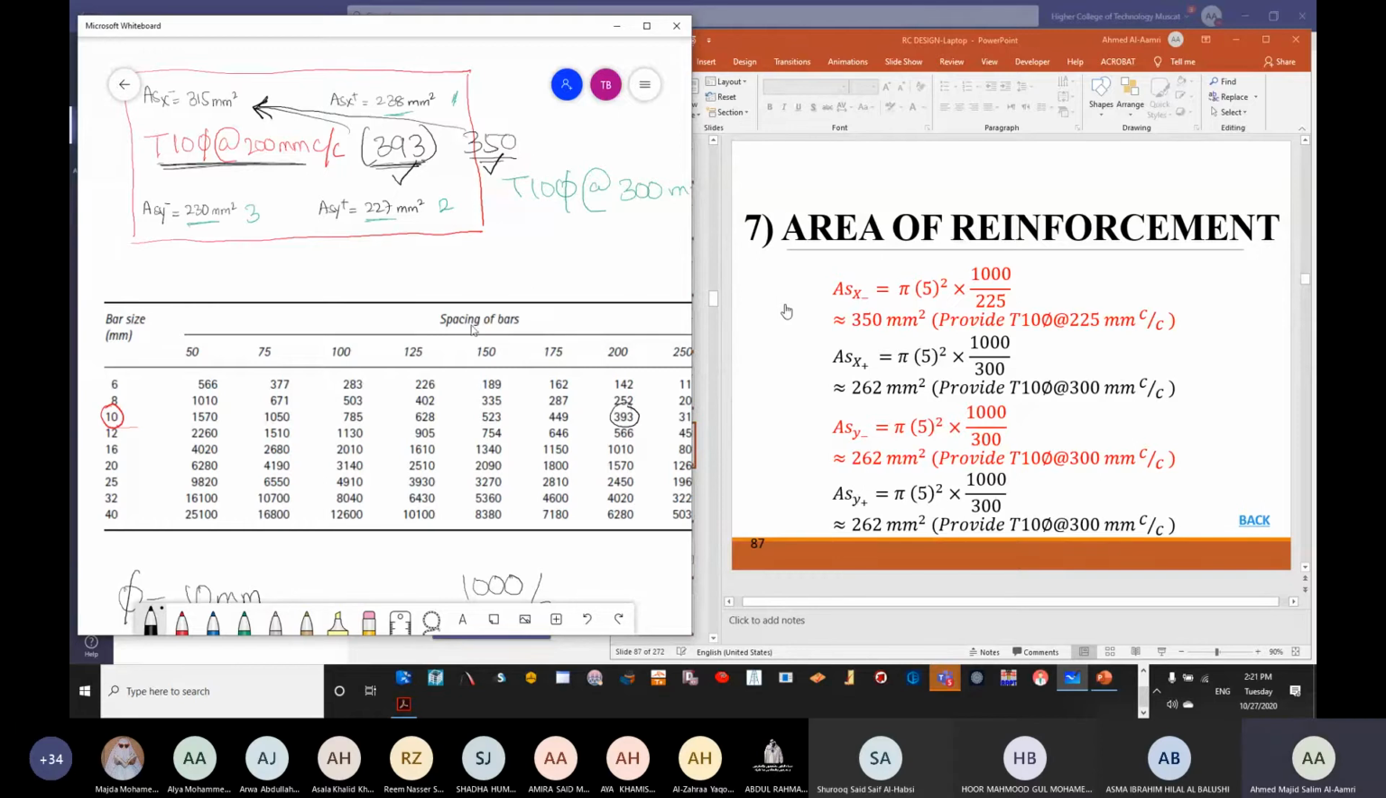Okay, very good. So if the table is not there, you can assume the spacing and find out your reinforcement. This is what I have done here. You should know, because actually, as I told you, the table is not available in the BS code. You should know the fundamentals behind getting the table.